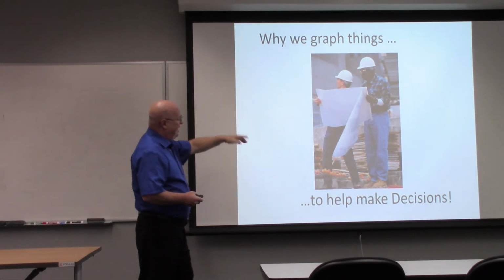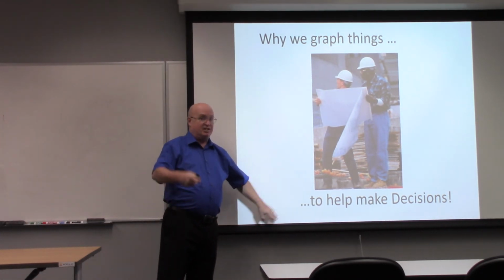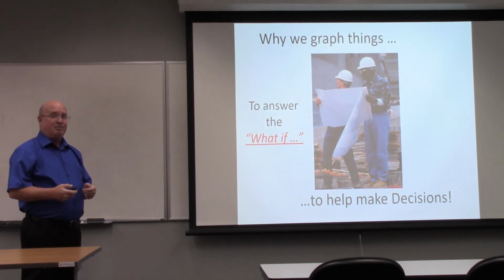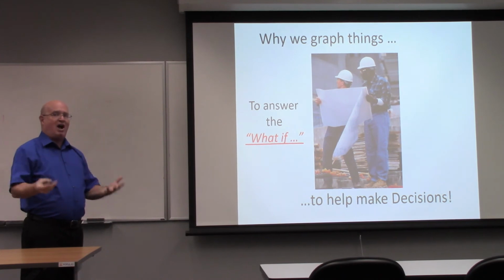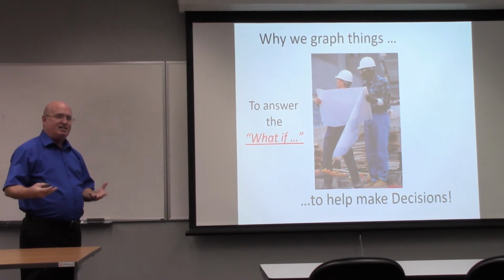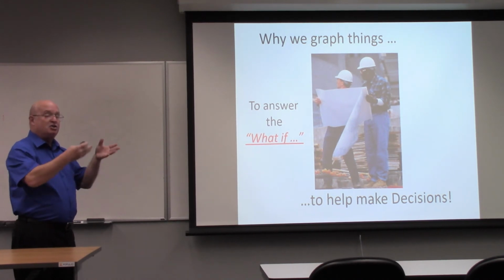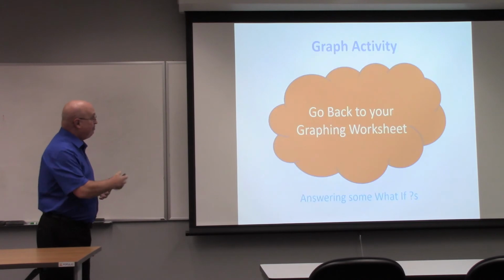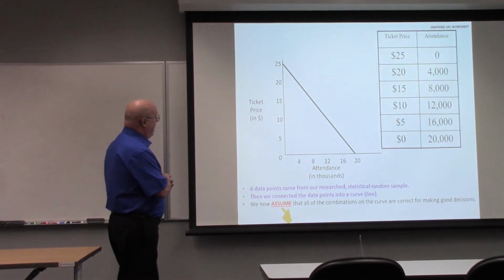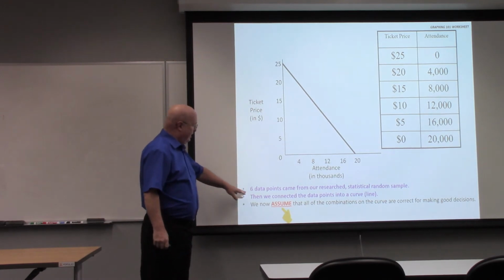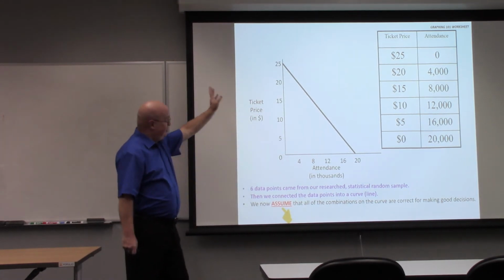Why do we graph things? To help us make decisions. And that's where we're going to go with this one. Answer the what if. We're looking at making max profit, so I may need to change ticket prices to see how that works. What if I change it from this to this? What's going to happen? All right, let's go back and ask some what ifs. Remember, we got the 6 data points. We connected the dots.